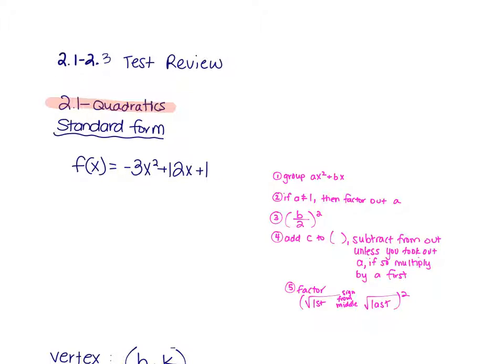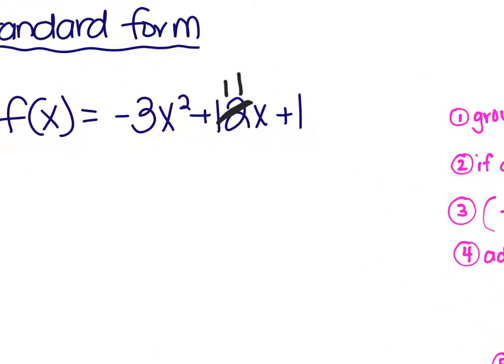We start the review with 2.1, putting it into standard form. So this is your complete the square. I want you to change this to an 11, because I'm telling you right now it's not going to be nice even numbers, okay? So on the right-hand side are the steps for completing the square. You're going to start by grouping ax squared and bx.